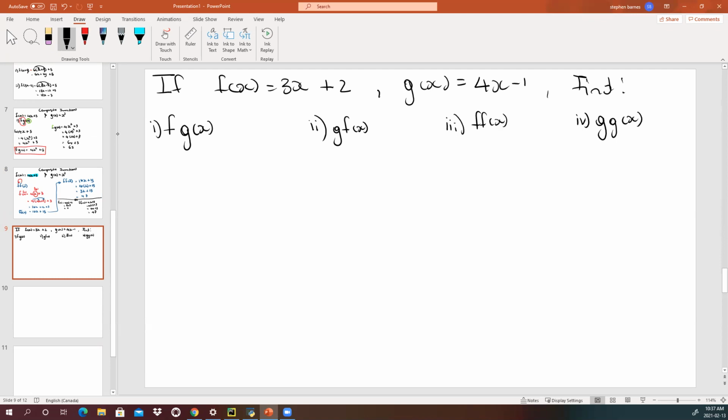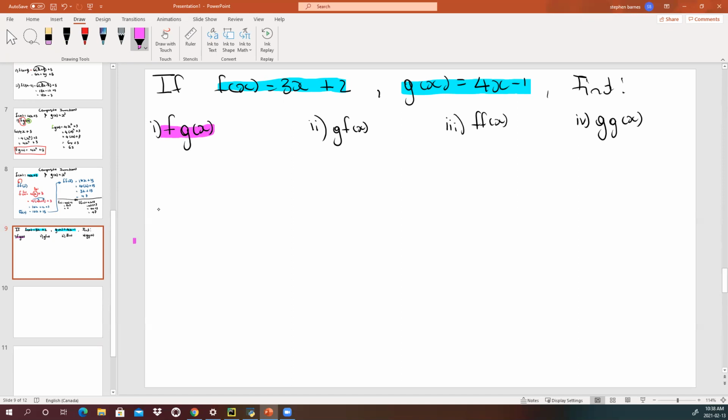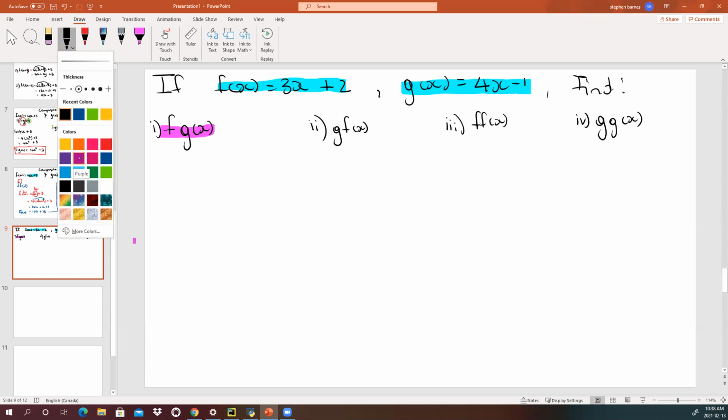All right, so those are all functions. I'm going to walk you through them. I'm highlighting our f function and our g function. These are the two functions that we're going to be working with for this question. Let's start with question one. I'm highlighting them because I'm going to keep all of the questions up here, so I'm highlighting the one that I'm working with currently.